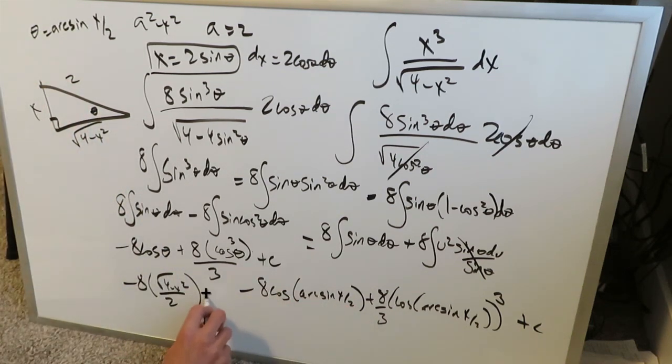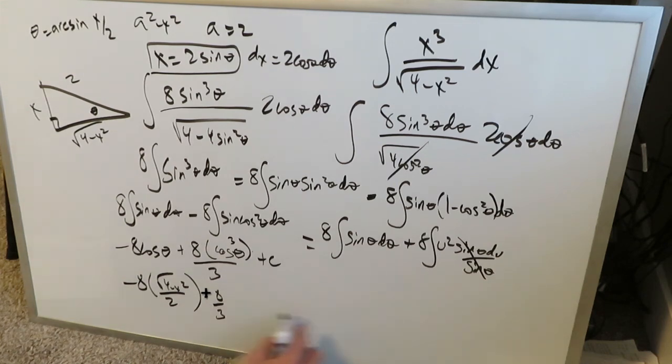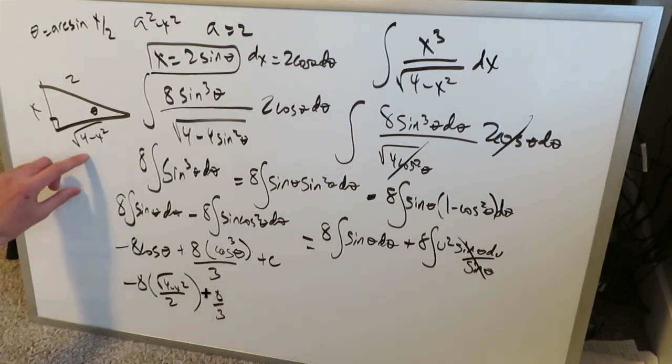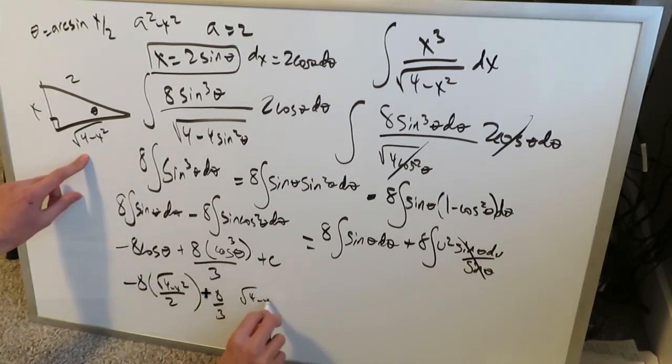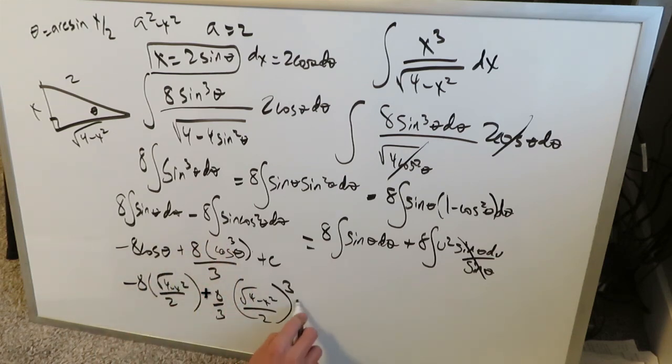That's this part. Then I have 8 over 3. And the cosine of all of this is going to be, and we'll present our answer in this way, root 4 minus x squared over 2. But it was all cubed, because we happen to have a cube right over here. Plus c.